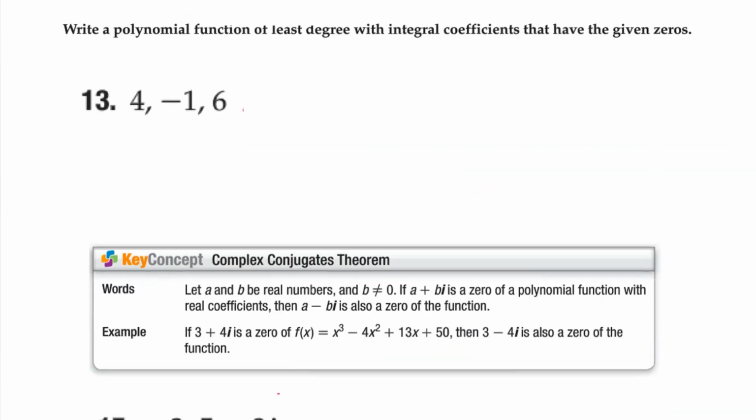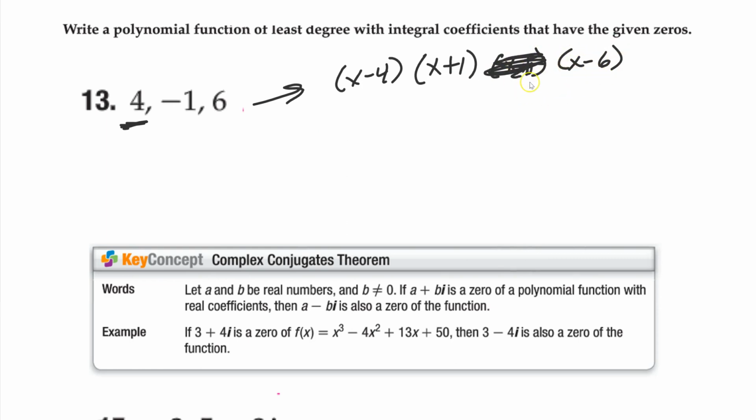So this part's going backwards. They're saying, here are your roots, what's the polynomial? Let's go backwards. If 4 is my answer, what's the factor? x minus 4. Same thing with negative 1, x plus 1. And 6, x plus 6. Minus 6, sorry. And then remember, we have to multiply these out. So take it 2 at a time, multiply these first. Distribute: x squared plus x minus 4x minus 4.